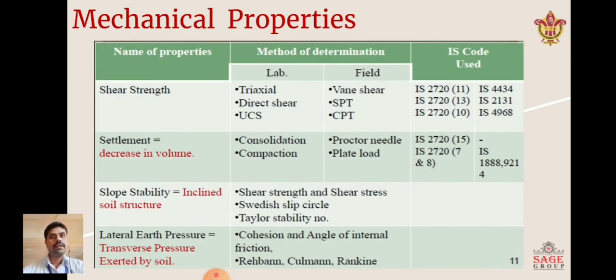The next type of properties are mechanical properties, and the first mechanical property of soil is shear strength. Shear strength can be determined in the lab by three methods: triaxial method, direct shear method, and UCS method. In the field, vane shear, SPT, and CPT methods are used for finding the shear strength of the soil.